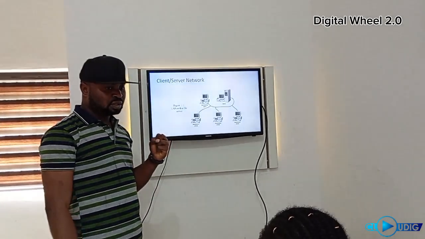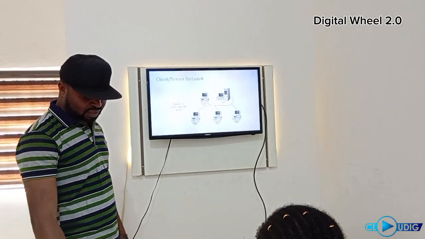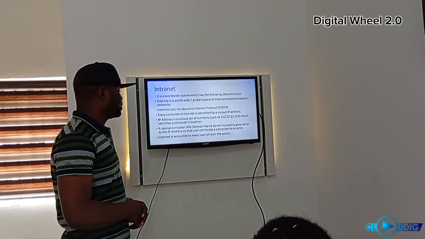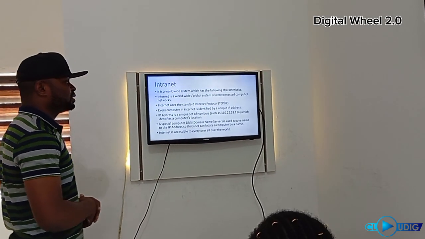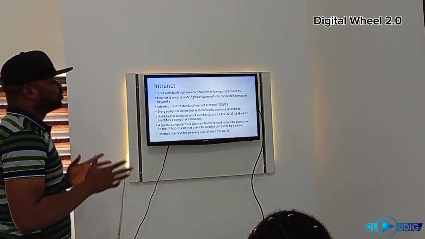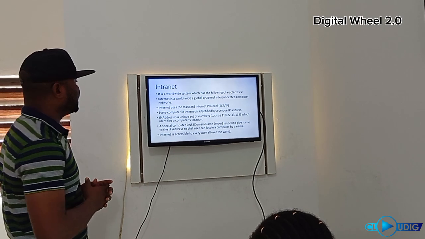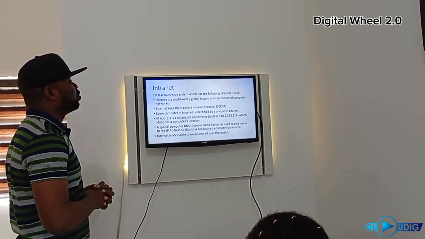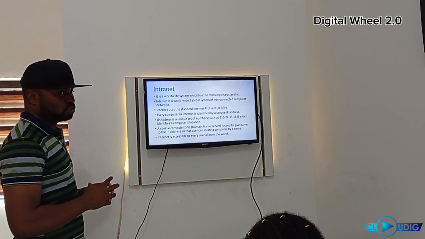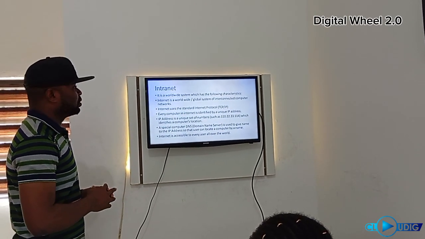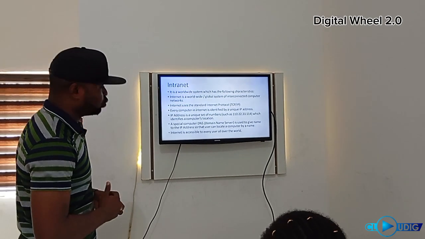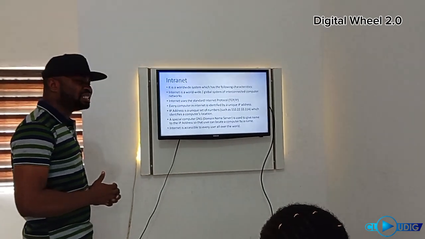Asking for resources from the server machine. So now what is the internet? It is a worldwide system which has the following characteristics. The internet is a worldwide global system of interconnected computers, like I said earlier. So the internet uses the standard internet protocol, which is called TCP/IP.